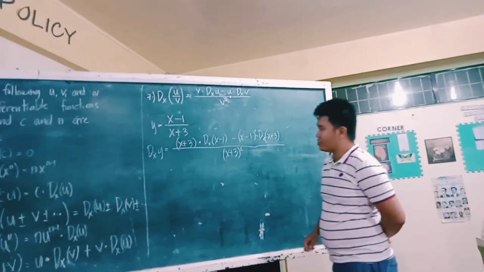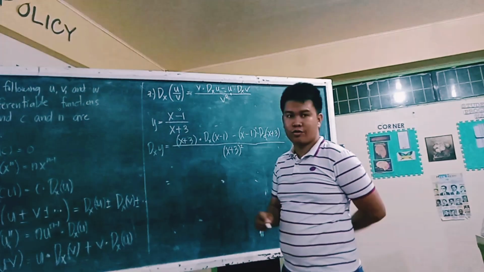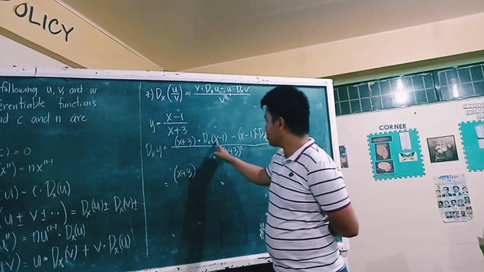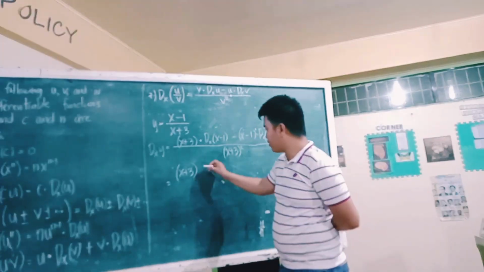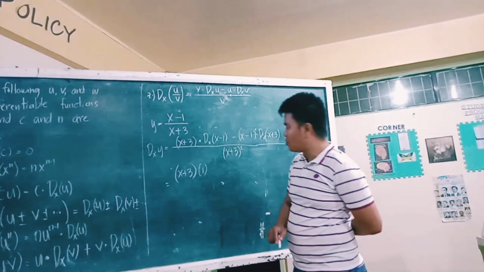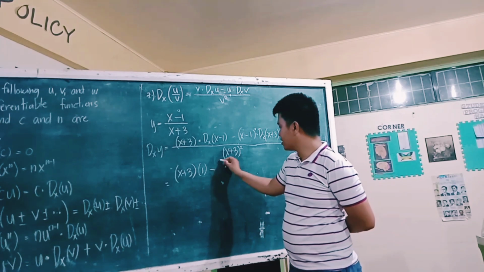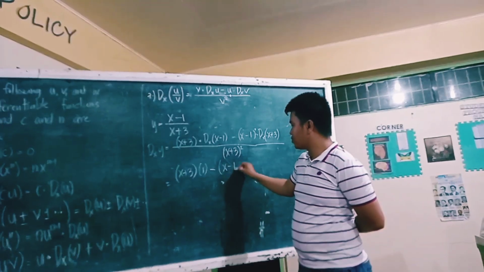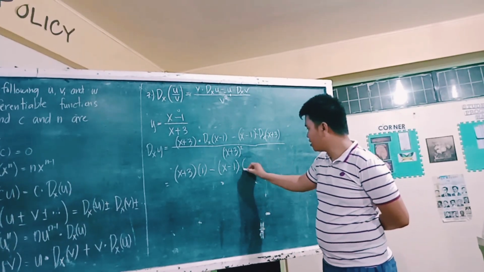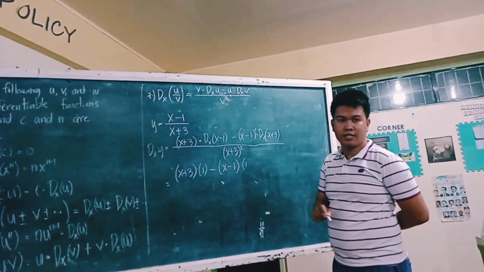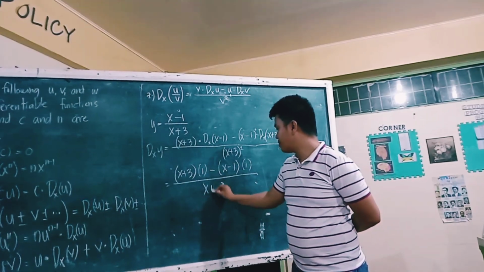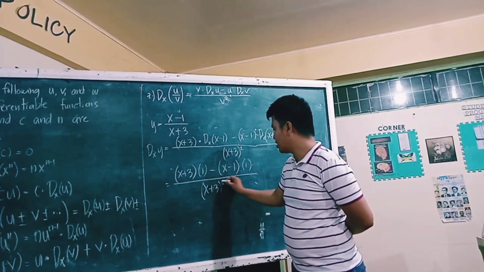Now we're going to simplify the numerator. We have x plus 3 times the derivative. What's the derivative of x? The derivative of x is 1. The derivative of negative 1 is 0. So we're going to write 1 minus, copy, x minus 1. And next, the derivative of x, still 1, and the derivative of 3 is 0, all over x plus 3 quantity squared.